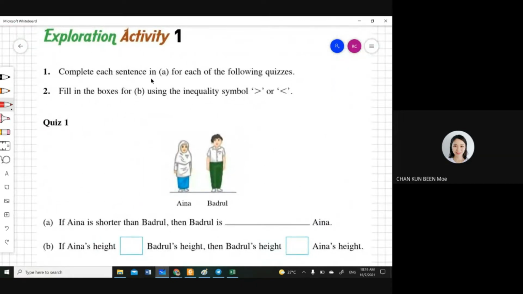Complete each sentence in A for each of the following quizzes. Fill in the boxes for B using the inequality symbol, greater than or less than. So let us complete the sentence first, and after that, we fill in the symbol. Okay, look at quiz 1 here.